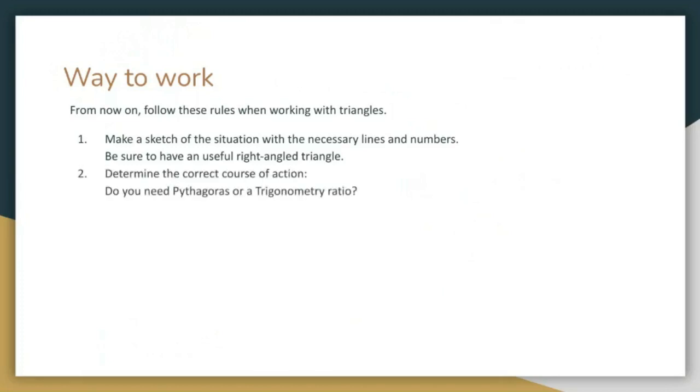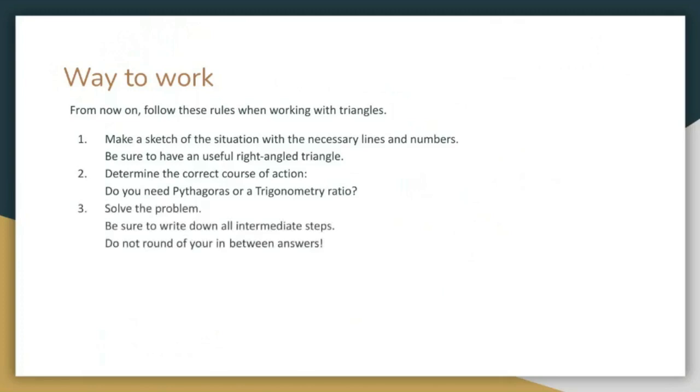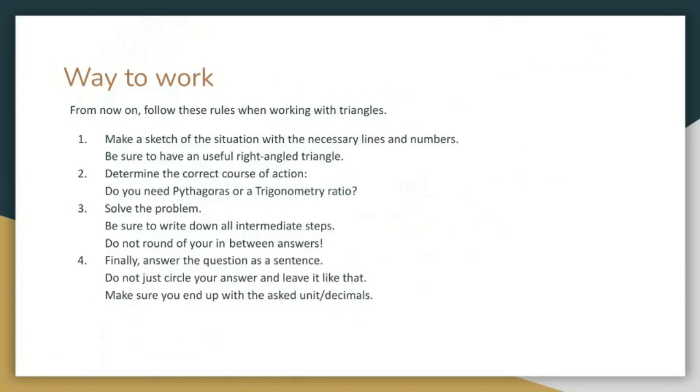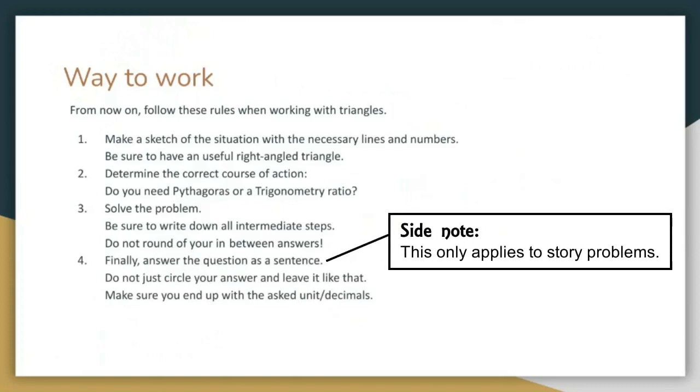Secondly, determine what you need to do: SOHCAHTOA, Pythagoras, write it down. Thirdly, solve the problem using the correct way, while writing down all intermediate steps. Yes, all intermediate steps. And lastly, make sure you answer the question of the exercise. Write it as a separate sentence underneath your intermediate steps. And don't forget to write down the correct unit and the correct amount of decimals.